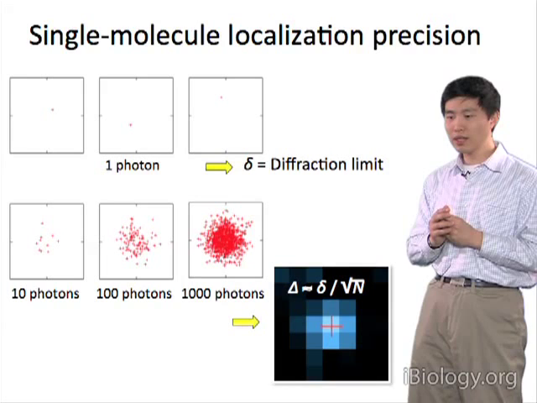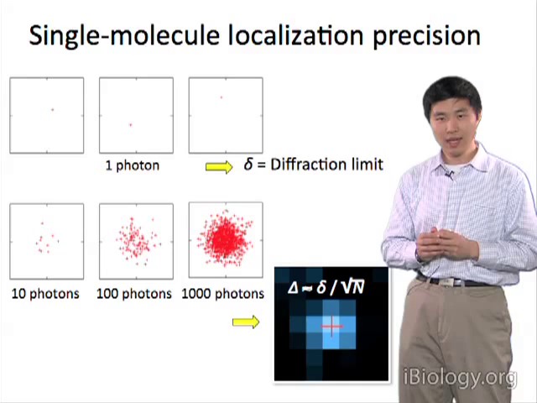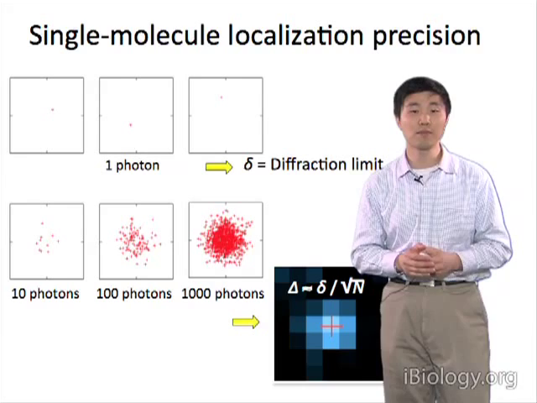In the end, given the error of the mean, the localization precision improves as the square root of the number of photons. And because we can collect a lot of photons from one molecule, we can get very high localization precision. So that is how we can beat the diffraction limit in resolution.